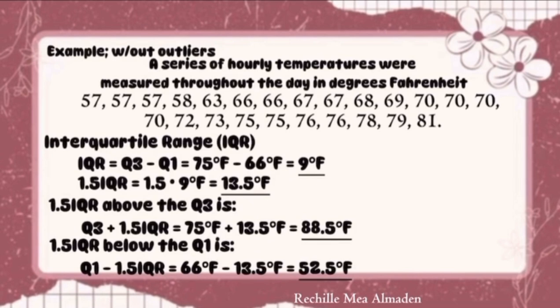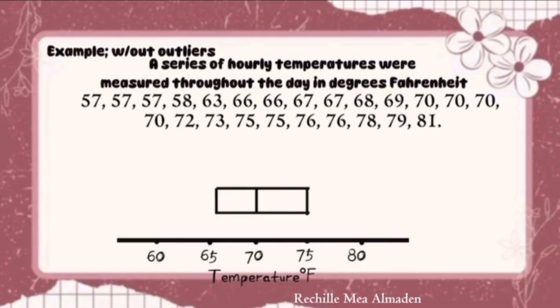So here, 1.5 IQR above the third quartile is 88.5 degrees Fahrenheit, and our maximum is 81 degrees Fahrenheit. Therefore, our upper whisker is drawn at the value of the maximum, which is 81 degrees Fahrenheit.